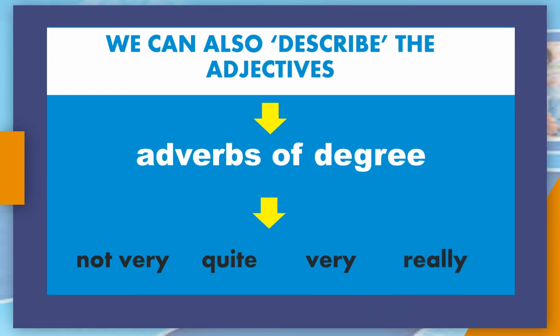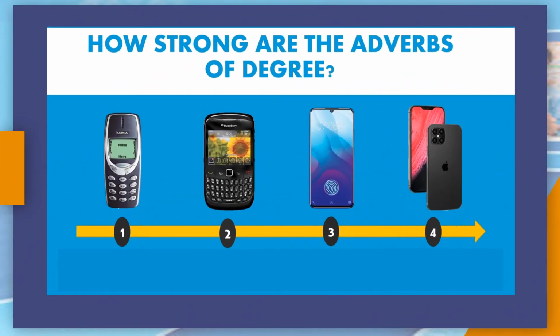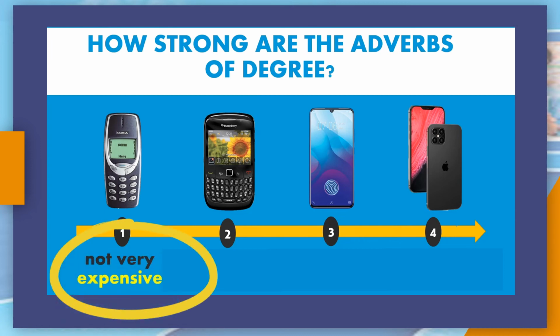If I just show you like this one, you might not be able to understand it, right? It's okay. Look at the next one. How do we use the adverb of degree? We are going to use mobile phones as examples. The first one is the old mobile phones. Not very expensive. It's not very expensive.